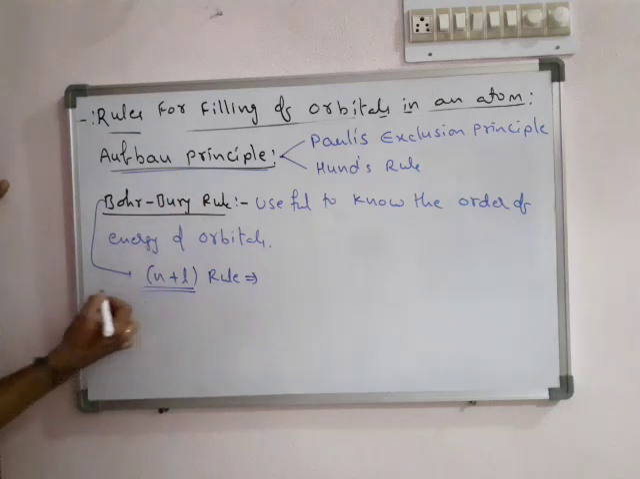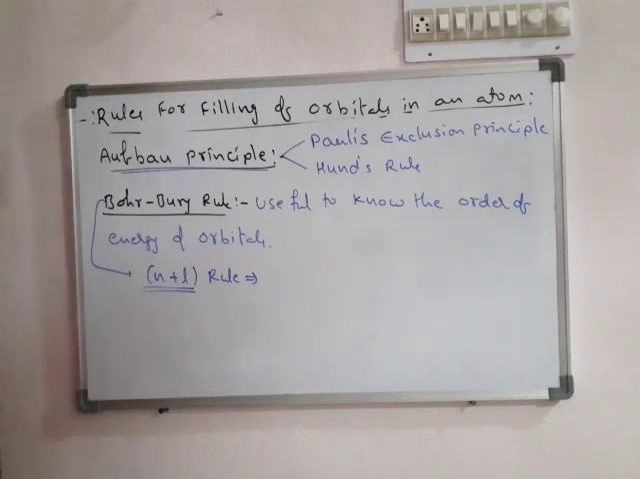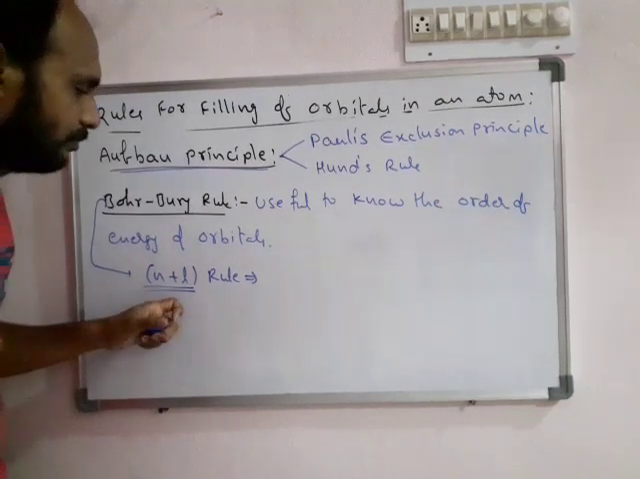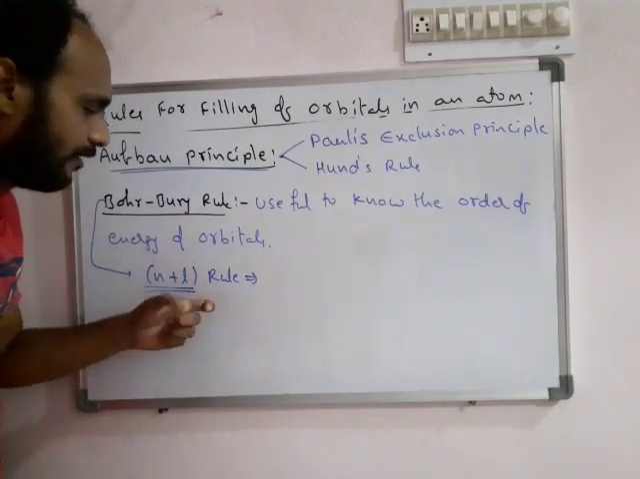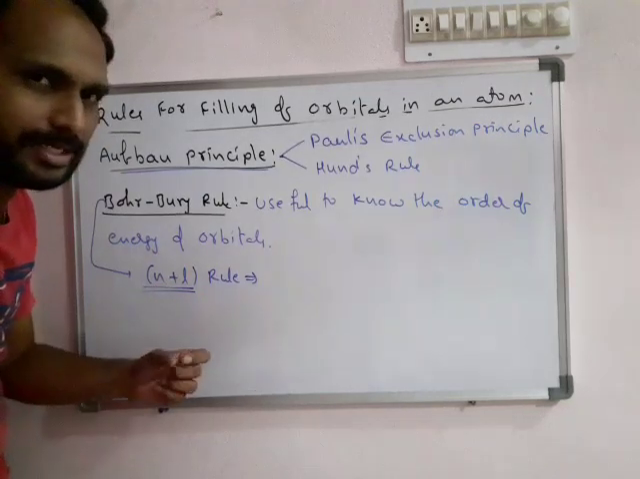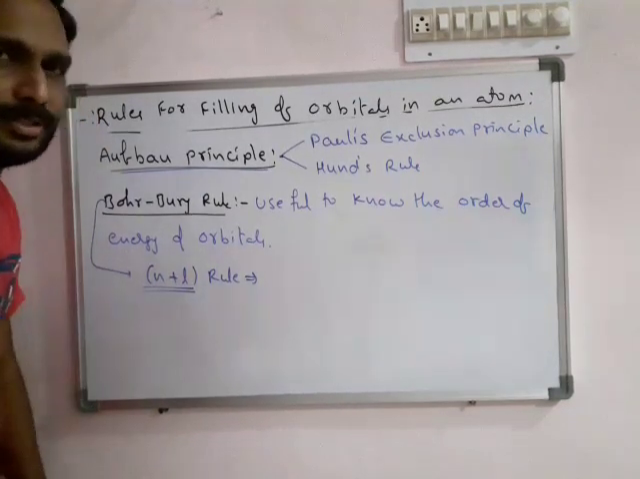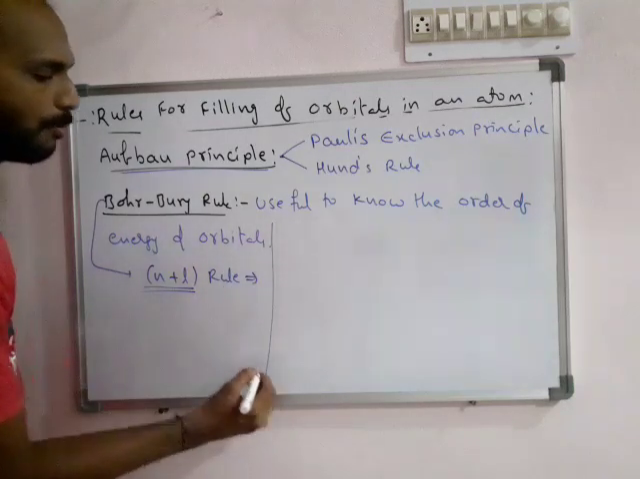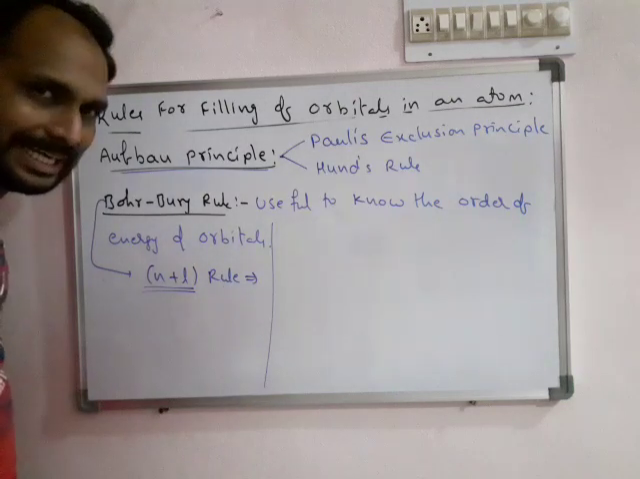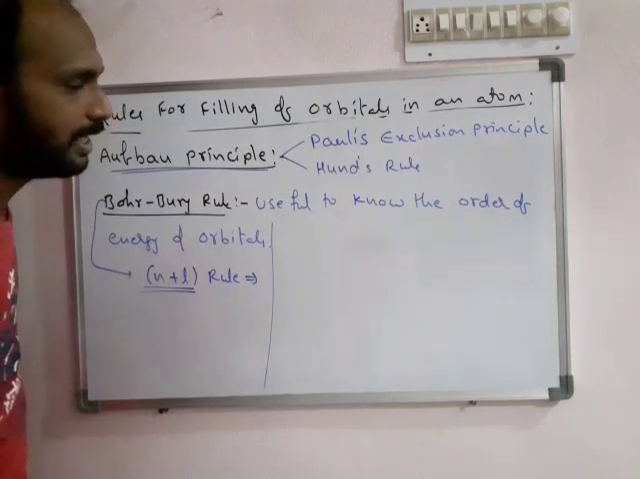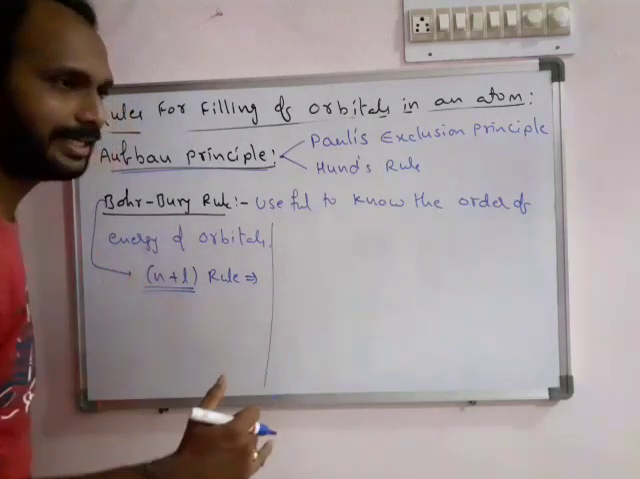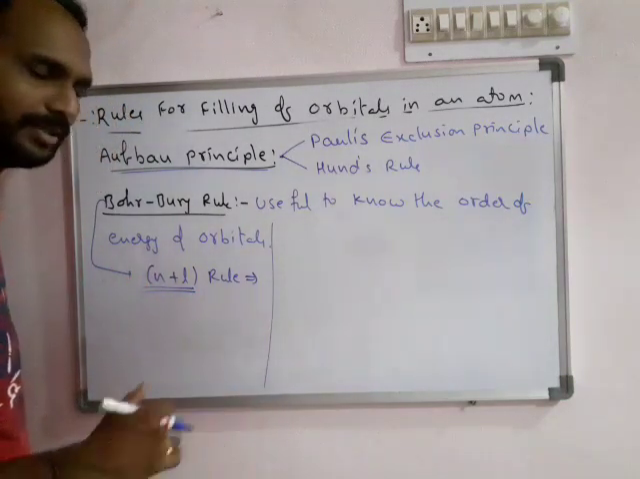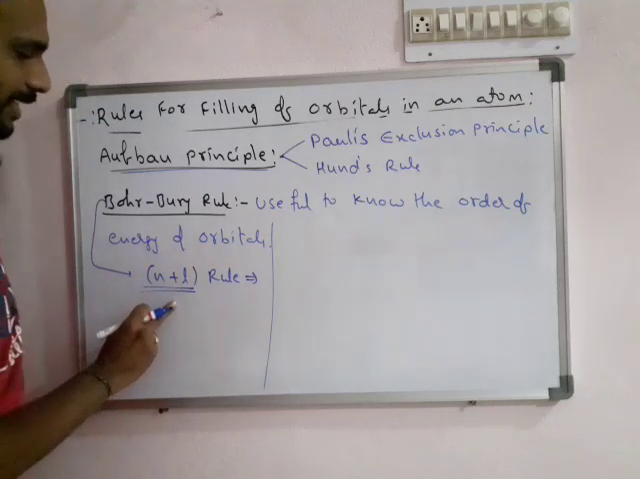For a given orbital we need to calculate n plus L. Based on the n plus L value, among the given orbitals we can identify which is higher energy and which is lower energy. How much energy is not the criterion here. It only gives the order, meaning higher energy or lower energy. So it is used to find that out. So, the n plus L rule.